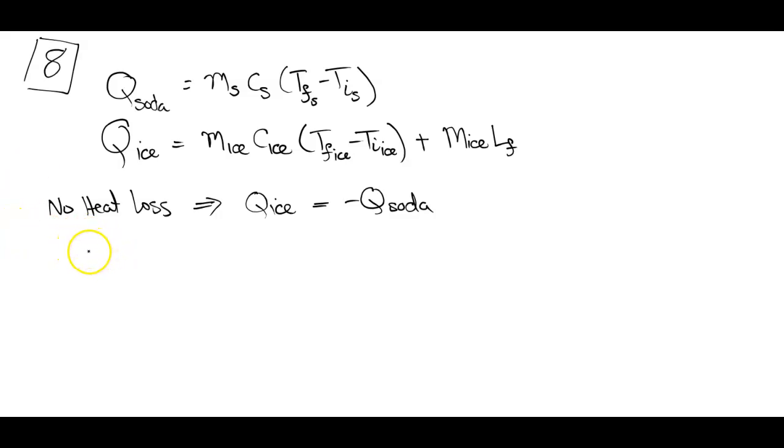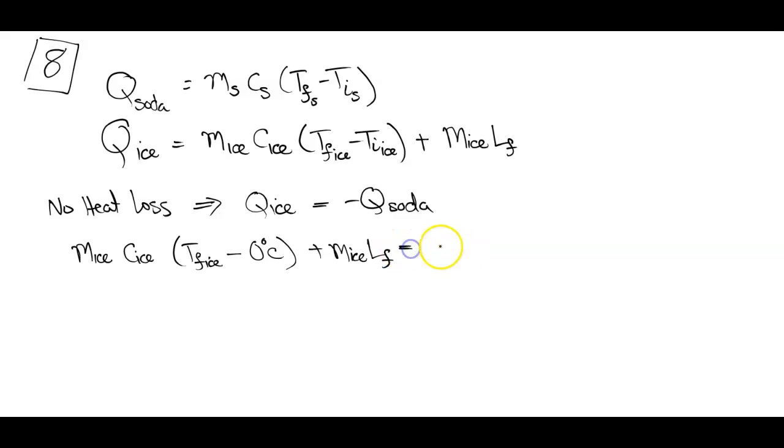And if we plug this in, we get mass of ice, C of ice, T final for ice, minus, ice is normally at 0 degrees Celsius, plus the mass of the ice. I know it sounds like mice, but it's mass of ice, latent heat of fusion for ice, and that's going to equal minus the mass of the soda, specific heat for soda, times final temperature for soda, minus the initial temperature for soda.